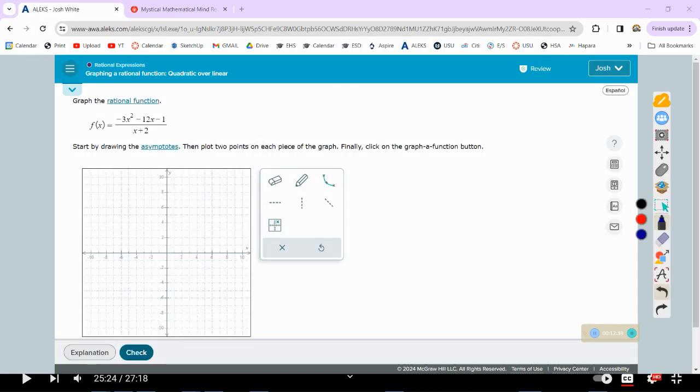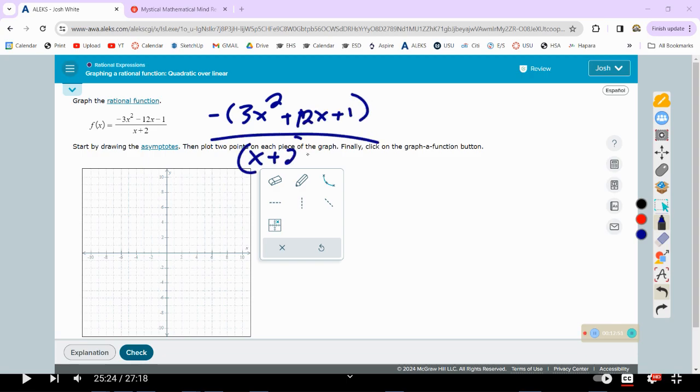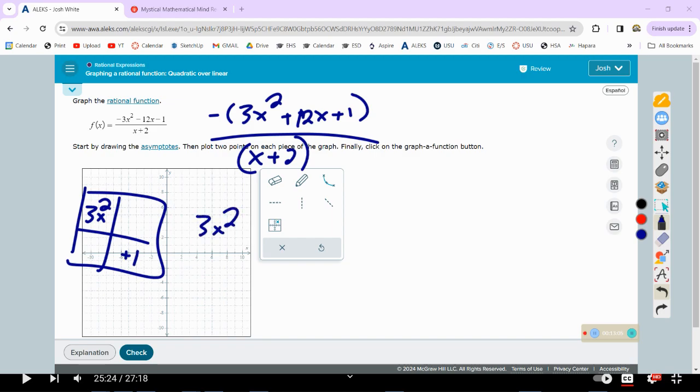All right. So I'm going to pull a negative out of the top. 3x squared plus 12x plus 1 over x plus 2. I'm going to check to see if that factors. So 3x squared and 1. Multiply those together. Are there factors of 3 that add to be 12? No.